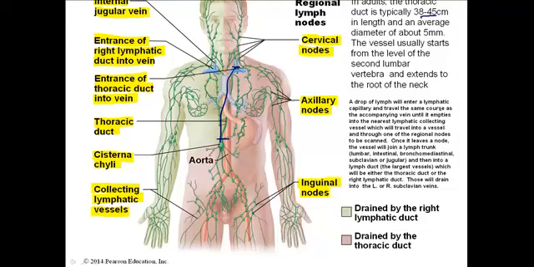So a drop of lymph will enter a lymphatic capillary, travel the same course as the accompanying vein until it empties into the nearest lymphatic, which will travel into a vessel and through one. Once it leaves a node, the vessel will join either the lumbar, intestinal, bronchiomediastinal, subclavian, or jugular, which will either be the thoracic duct or the right lymphatic duct. So here's our internal jugular.